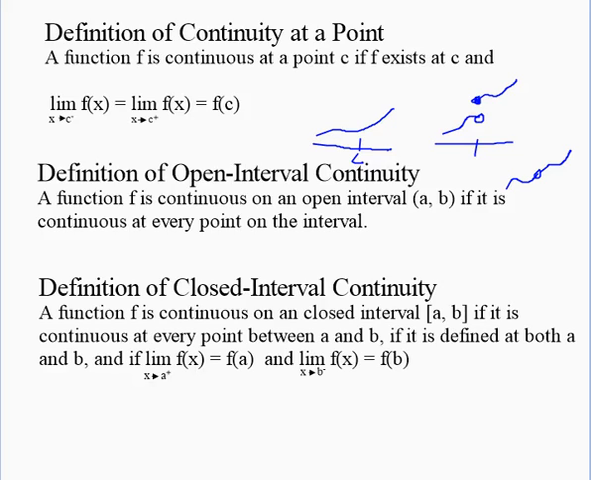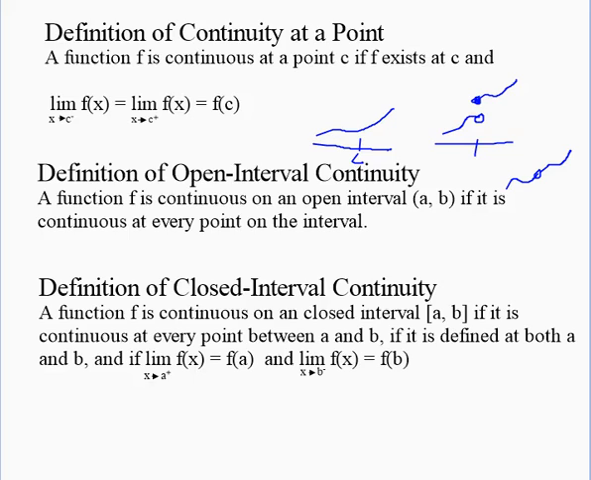The definition of open interval continuity is the function is continuous on the entire interval AB, which does not include A and B. That's what the parentheses mean. If it is continuous at every point on the interval. So we're not concerned about the actual endpoints. So this is open-ended or open interval continuity. Closed interval continuity, it does need to be continuous at the endpoints.